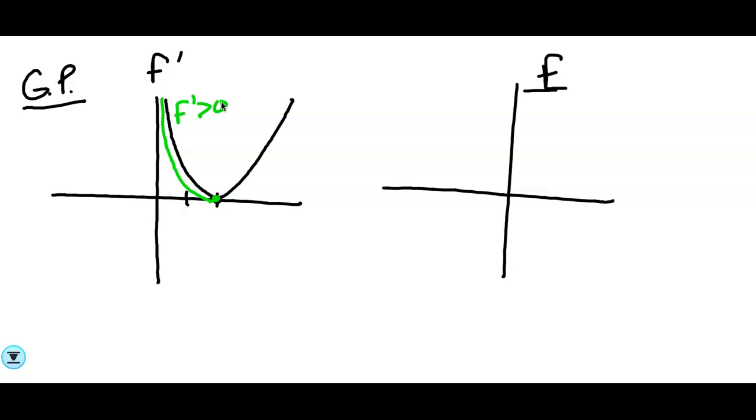Good, so I know that f is increasing until I get to 2, right? So let's just draw that now. F is increasing until I get to 2. Now, let me ask another person here. How about Caitlin? What do I know about f prime to the right of 0? It's still greater than 0.